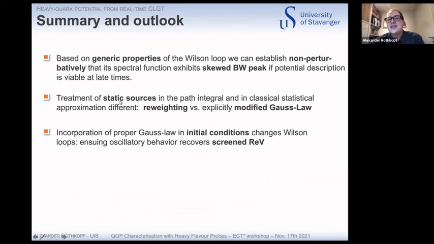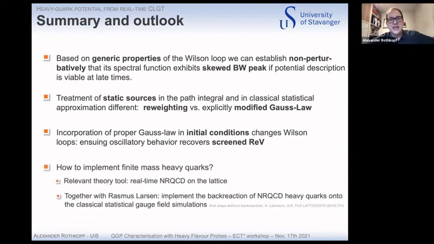The treatment of static sources in the quantum path integral and in the classical statistical approximation is very different. In the former, it is really a reweighting of a theory to a theory with the sources, versus in the classical statistical approximation, we have to take care of the modified Gauss law by hand. And this helped us, by incorporating the proper Gauss law into the initial conditions, to really recover for the first time the screened real part of the potential in these real-time classical statistical lattice QCD simulations, which were still in thermal equilibrium. But this was a first step to get under control how we describe heavy quarks in this scenario.